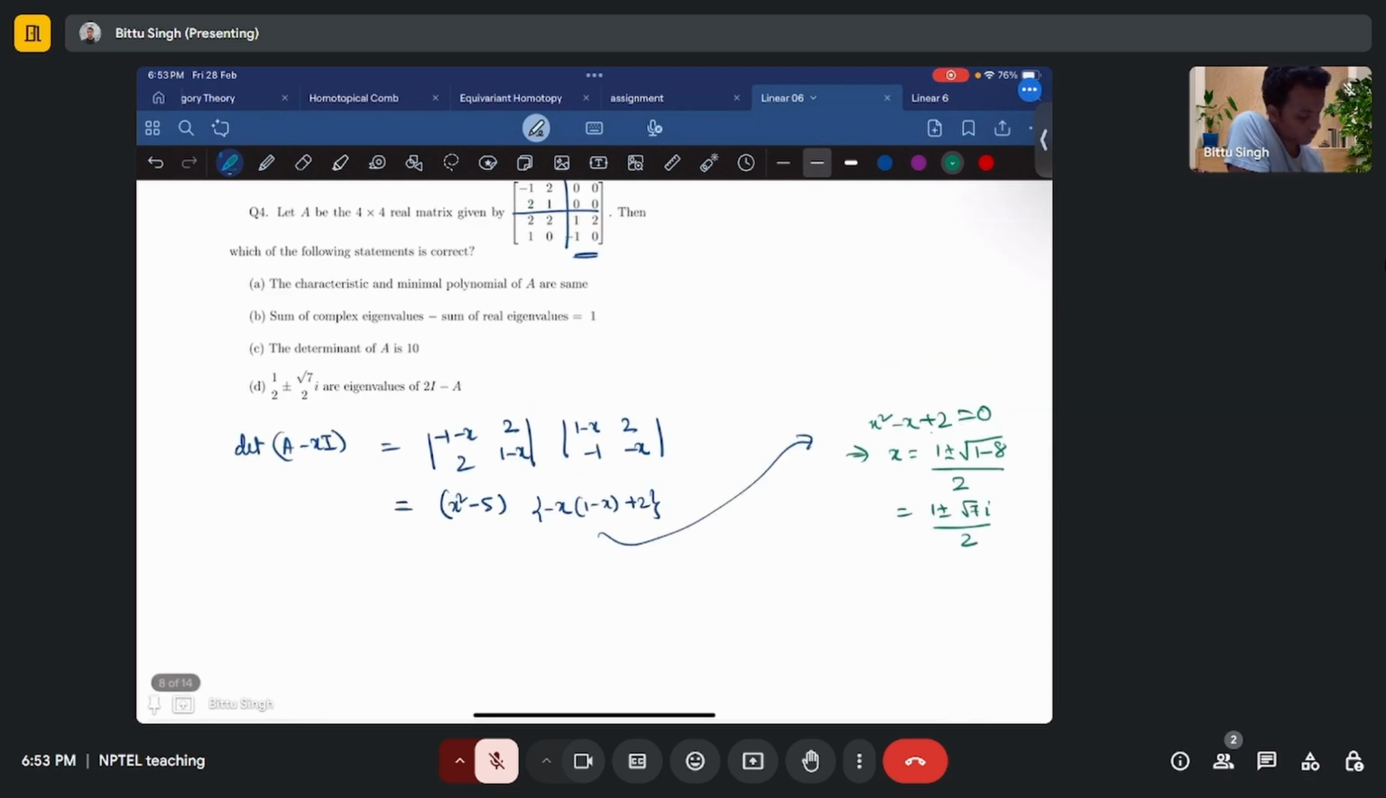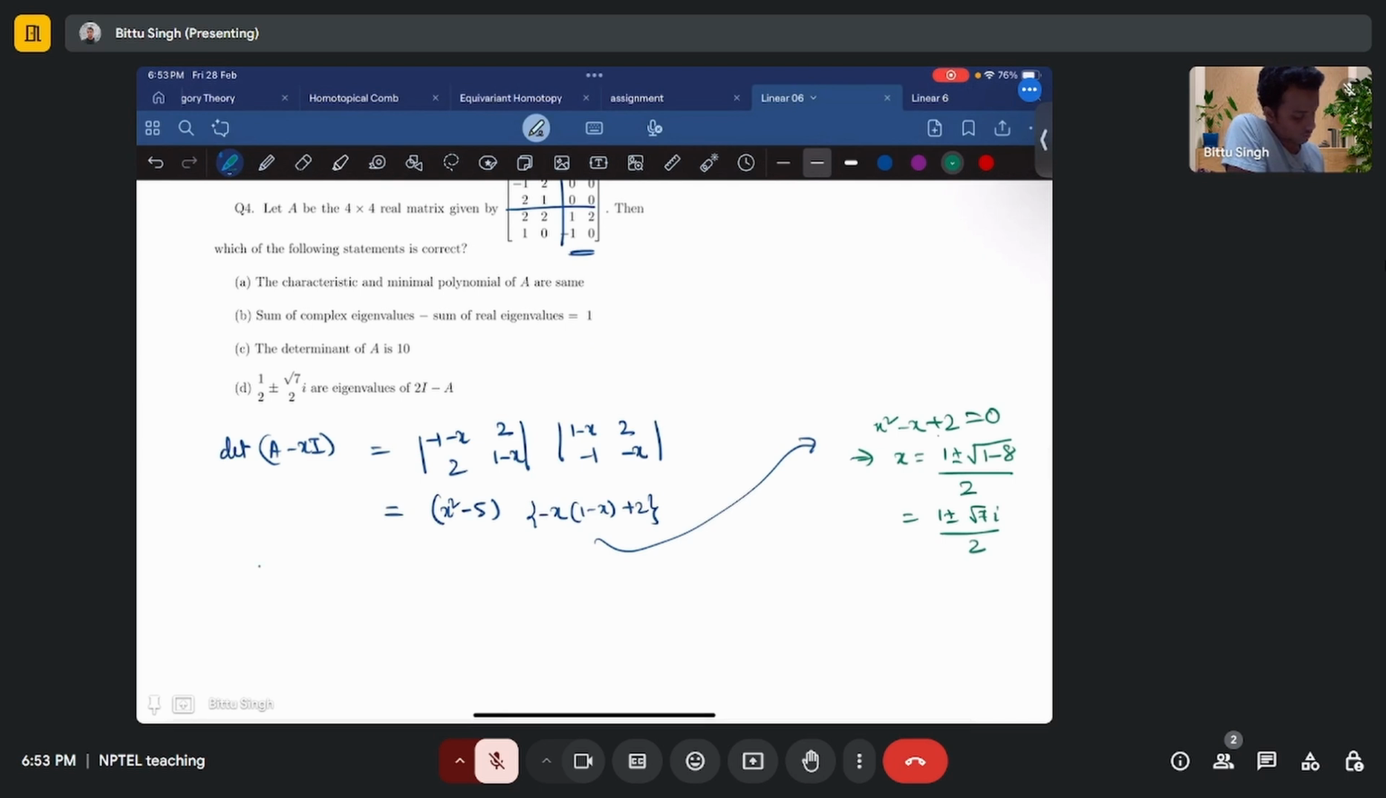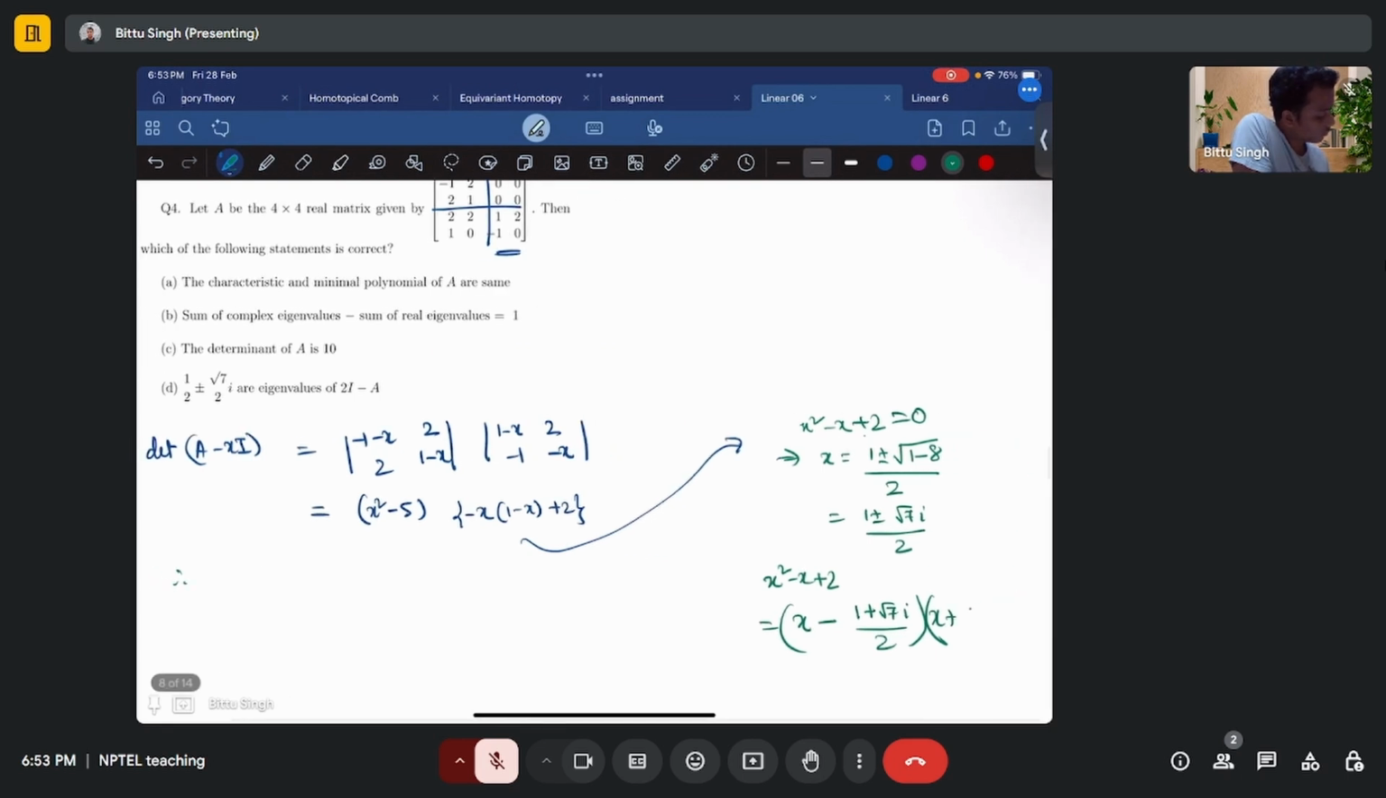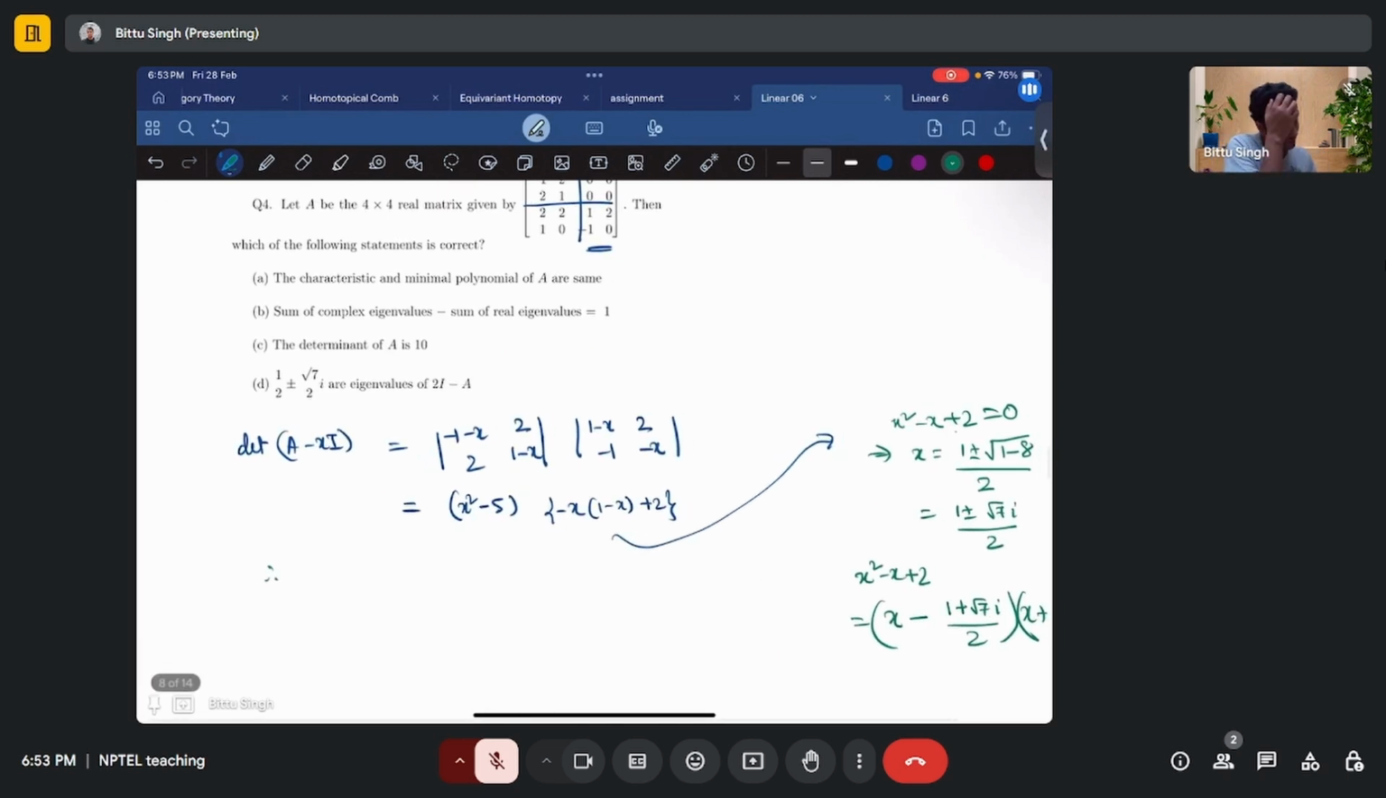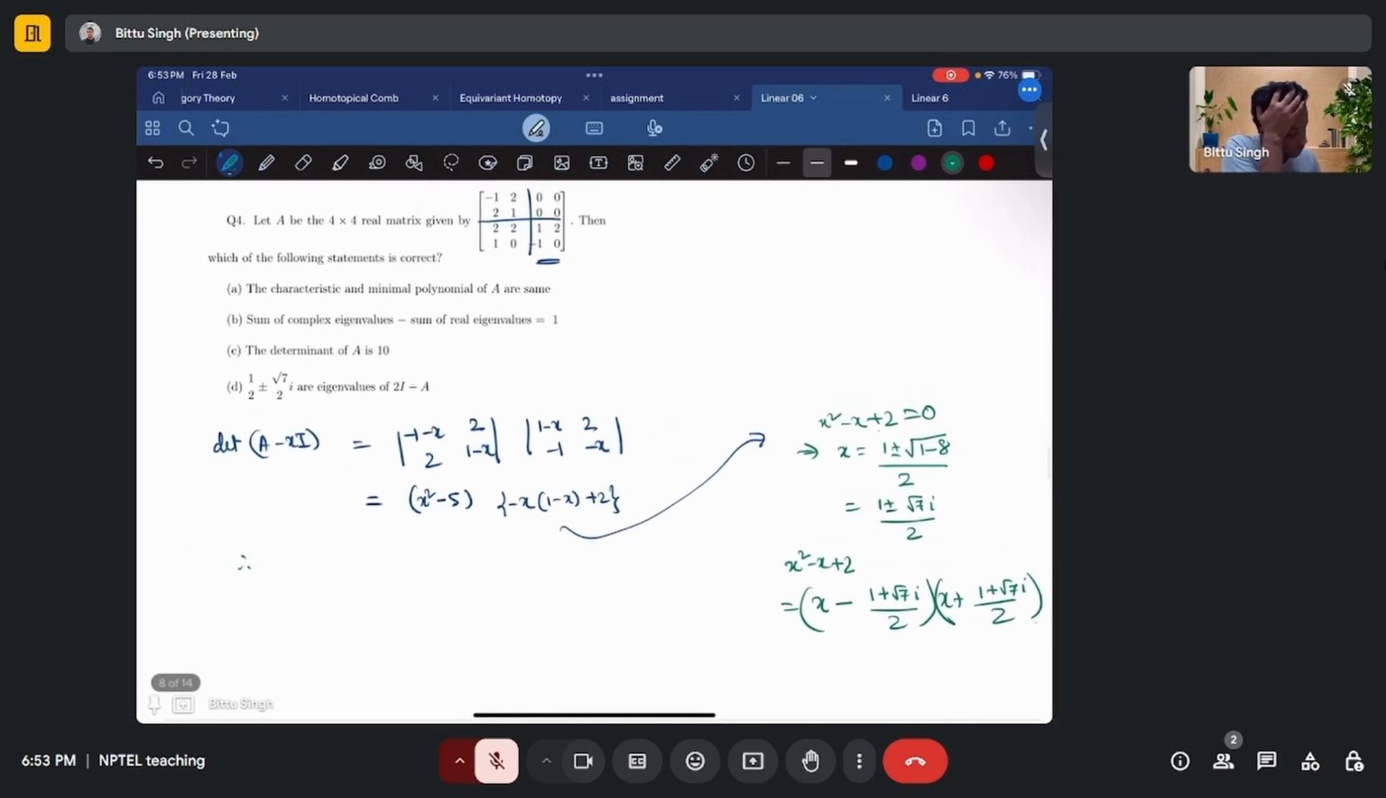Therefore, for the characteristic polynomial, from here it is clear that x square minus x plus 2 can be written as x minus (1 plus root 7i by 2) times x minus (1 minus root 7i by 2). Okay, so from here it is clear what the eigenvalues are.